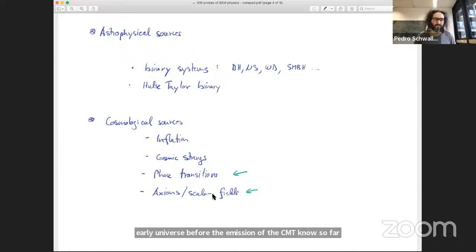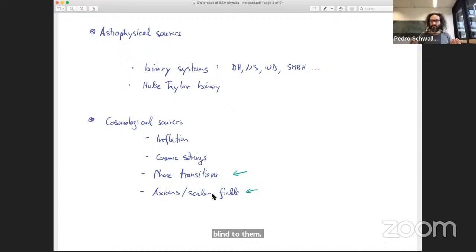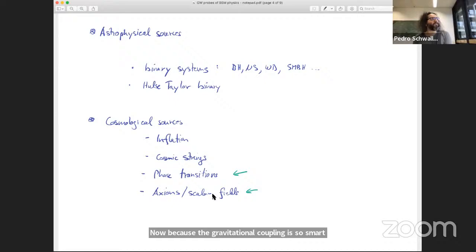And gravitational waves could lift this blindness, because gravity decouples much earlier, very shortly after the Big Bang, because the gravitational coupling is so small compared to the electromagnetic coupling. So by searching for gravitational waves from very early times, we can potentially learn something about the early universe directly. And in particular, what I will focus on is the physics of phase transitions.